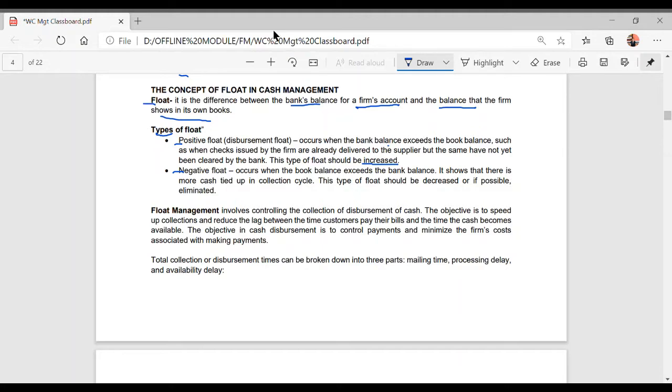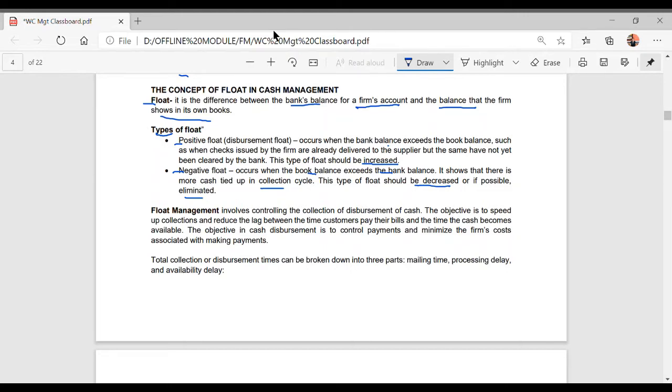We also have a negative float. It occurs when the book balance exceeds the bank balance. So it shows that there is more cash tied up in the collection cycle. So this type of float should be decreased or if possible, eliminated. Okay? So this happens kung mas dako pa ang book balance kaysa sa bank balance. So this type of float daw should be decreased compared here nga ang bank balance exceeds the book balance.